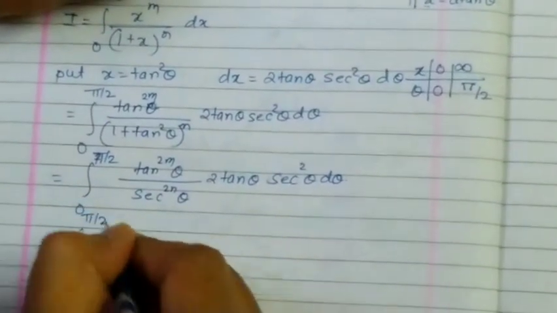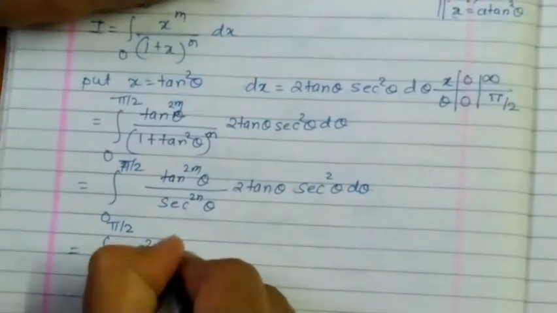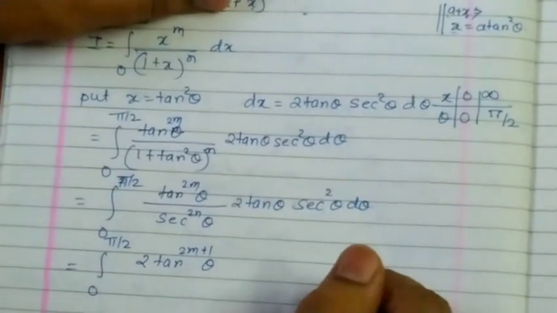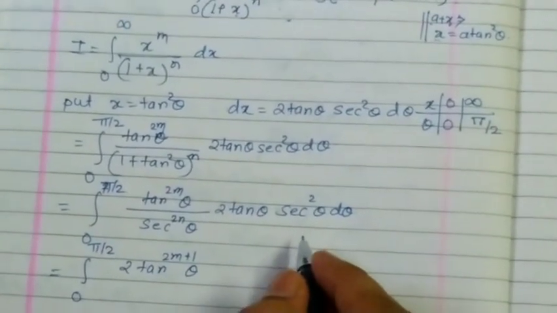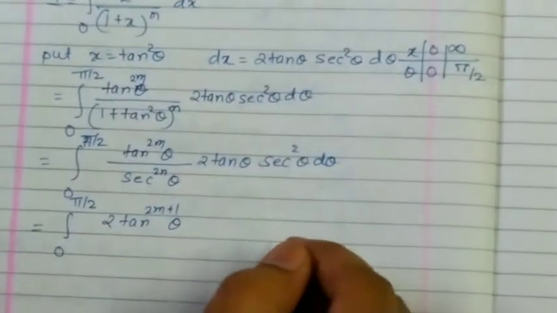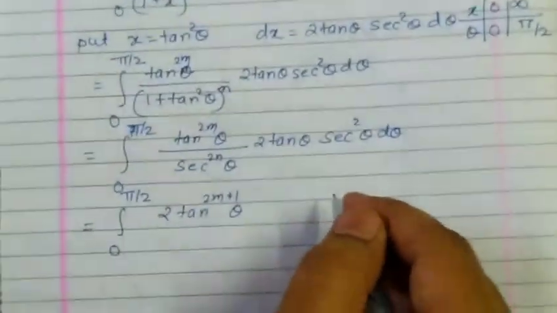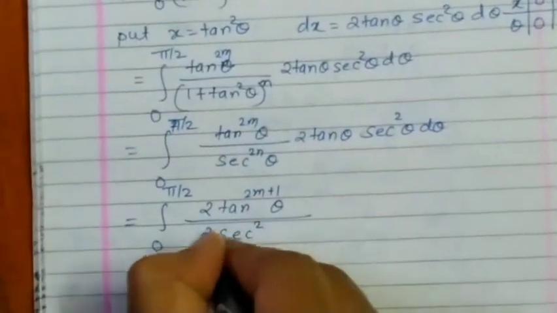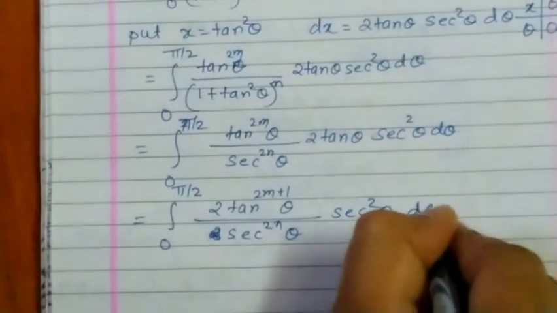Integration from 0 to pi by 2, this tan raised to 2m and this tan becomes 2 tan raised to 2m plus 1 theta. Next is the sec square theta, which can be adjusted like that. We'll keep this term as it is, and instead we'll make substitutions of the sec. Sec is 1 upon cos. The rest of the terms I'll keep as they are: 2 sec raised to 2n theta into sec square theta d theta.